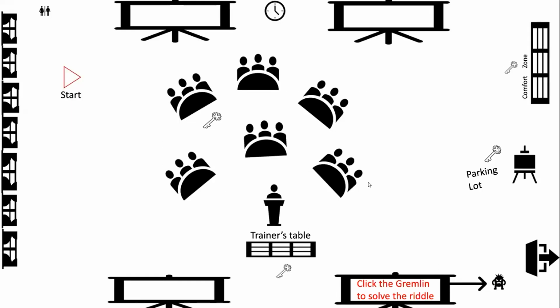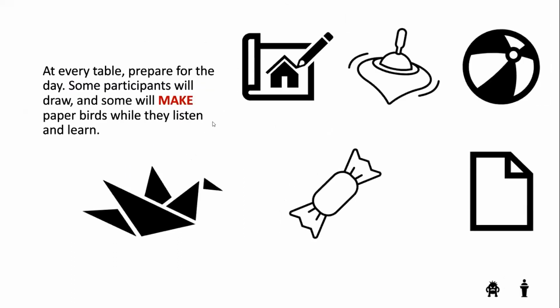Okay, we've been to the parking lot and the comfort zone. We have 2 words. Where are we going? Are we going to the participants table? At every table, prepare for the day. Some participants will draw, some will make paper birds while they listen and learn. Okay. Make is the word there. Back to the training room or back to the gremlin?